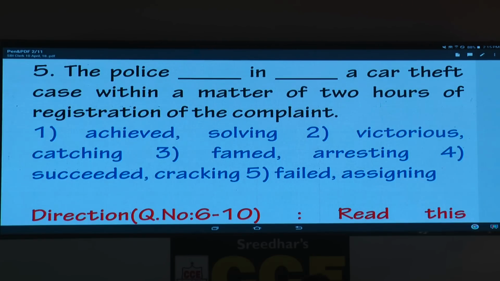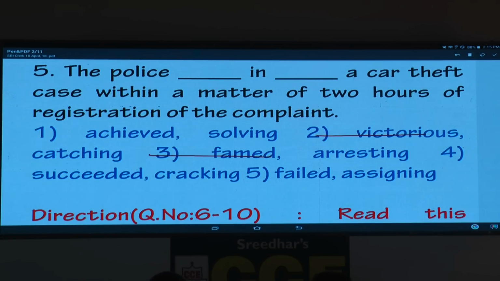The police achieved in solving a car theft. Just achieved, victorious. The police victorious, does it sound correct? No. The police are victorious, the verb is missing, so this one is ruled out. The police famed. This is also not grammatically correct. The police who are famed. Next, the police succeeded in cracking a car theft. This sounds correct. They succeeded. Succeeded in what? Cracking means solving. Solving what? A car theft. This seems perfect. But we'll check the last option.